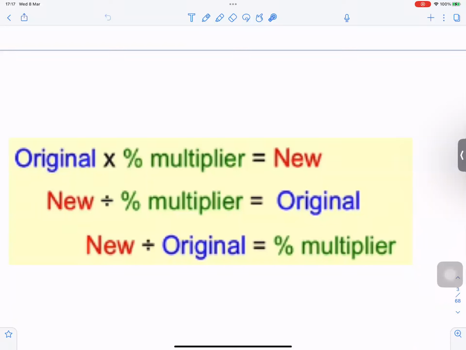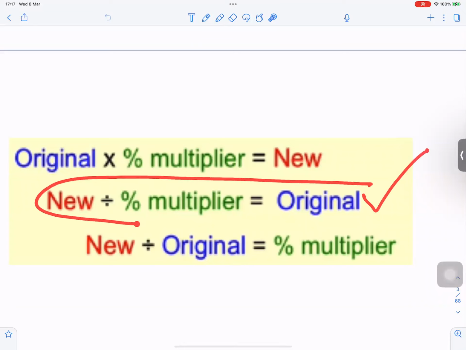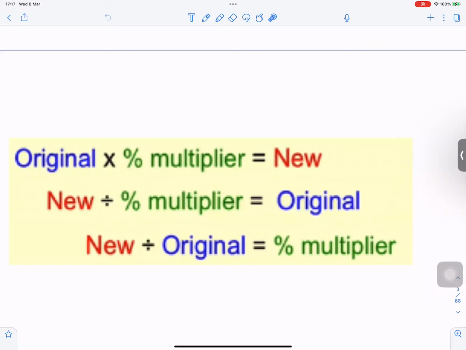So if you learn this formula, it will help you. The one in the middle, you can rearrange it to get the other ones, or you learn the top one. So the new value divided by that percentage multiplier gives you the original value. You just need to learn one of them, and then you rearrange it to get the other ones.